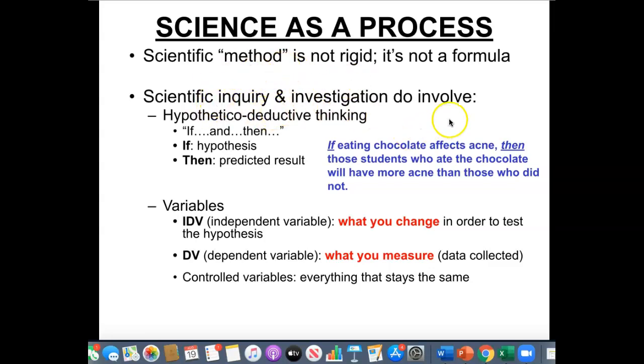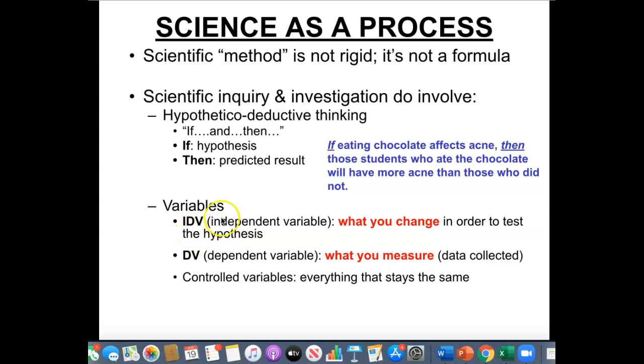Scientific inquiry and investigation do involve what we call hypothetico-deductive reasoning. And so what that means is that you have like a prediction or like a question that you're asking. So if this is happening, then this is what I think will happen because of this. It doesn't have to be in an if-then statement, but it kind of helps to set up your hypothesis as an if-then statement. So if eating chocolate affects acne, then those students who ate the chocolate will have more acne than those who did not.